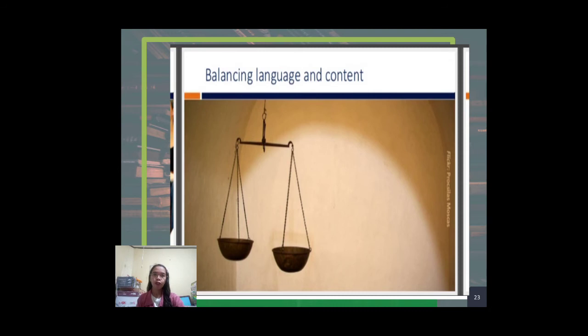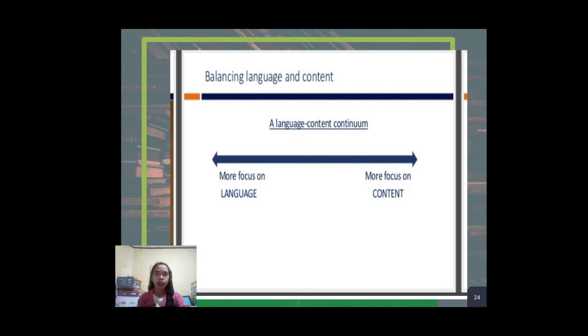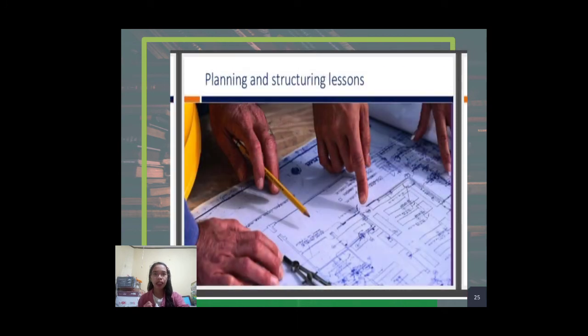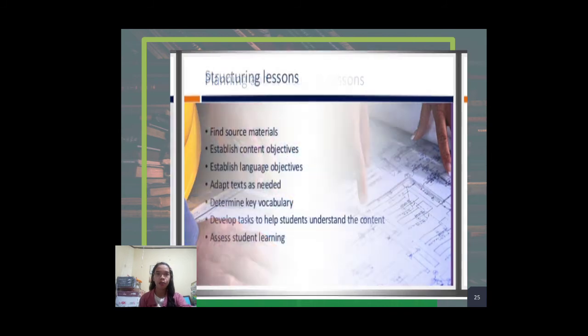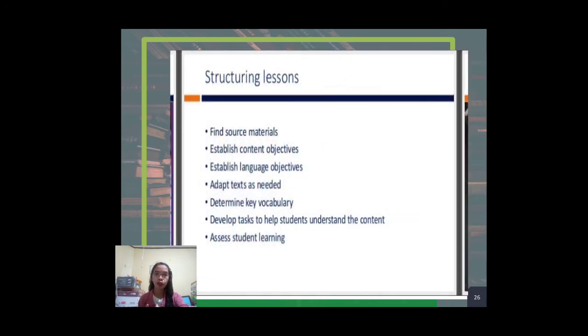Okay, so we have to balance language and content because as you teach the content, your students are also learning the language itself. Okay, so planning and structuring lessons. Structuring lessons we have here. First is we have to find source materials, references, establish content objectives, establish language objectives. So as you can see here, we are teaching the content and at the same time we are learning the language. Okay, and that is content-based instruction.